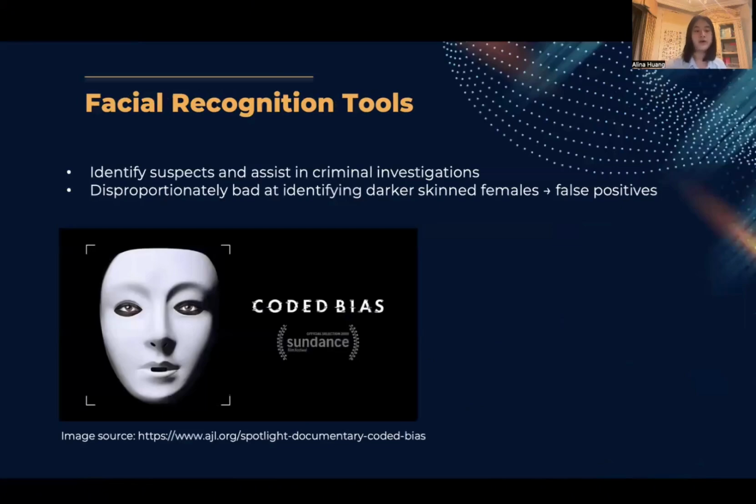Now, moving on, the second type of AI tool I will be talking about are facial recognition tools. In the legal system, these tools enable biometric identification and categorization. How this tool works is that biometric identification requires a database of known faces to match against, allowing police and security agencies to identify suspects, and they assist in criminal investigations as well. However, these facial recognition tools are also disproportionately bad at identifying darker skinned females. This then results in false positives, where individuals are wrongly identified as suspects in the legal system.